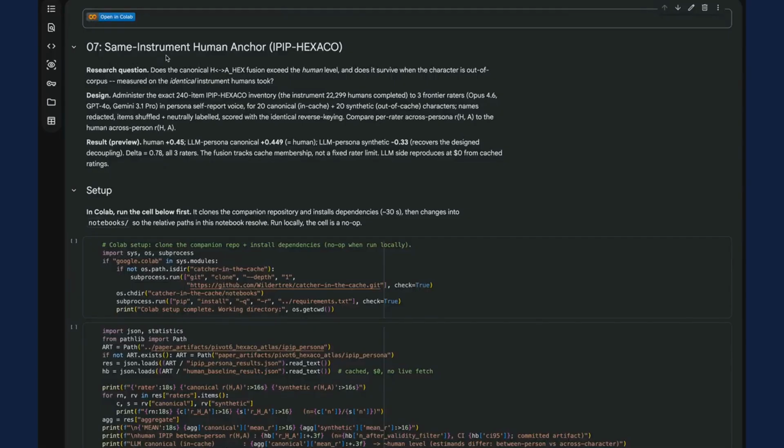Notebook 7 establishes the human reference. It asks a simple question. In a large human sample, how correlated are the honesty, humility, and agreeableness axes? And it uses that number to judge the models.